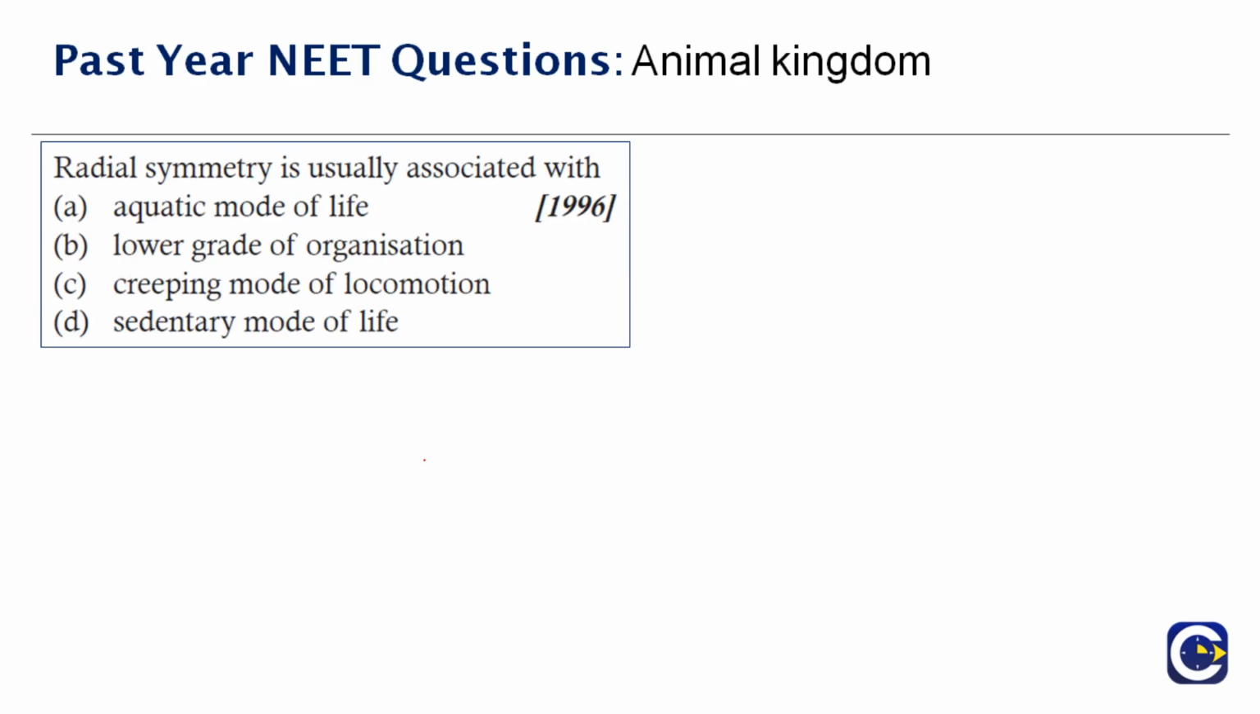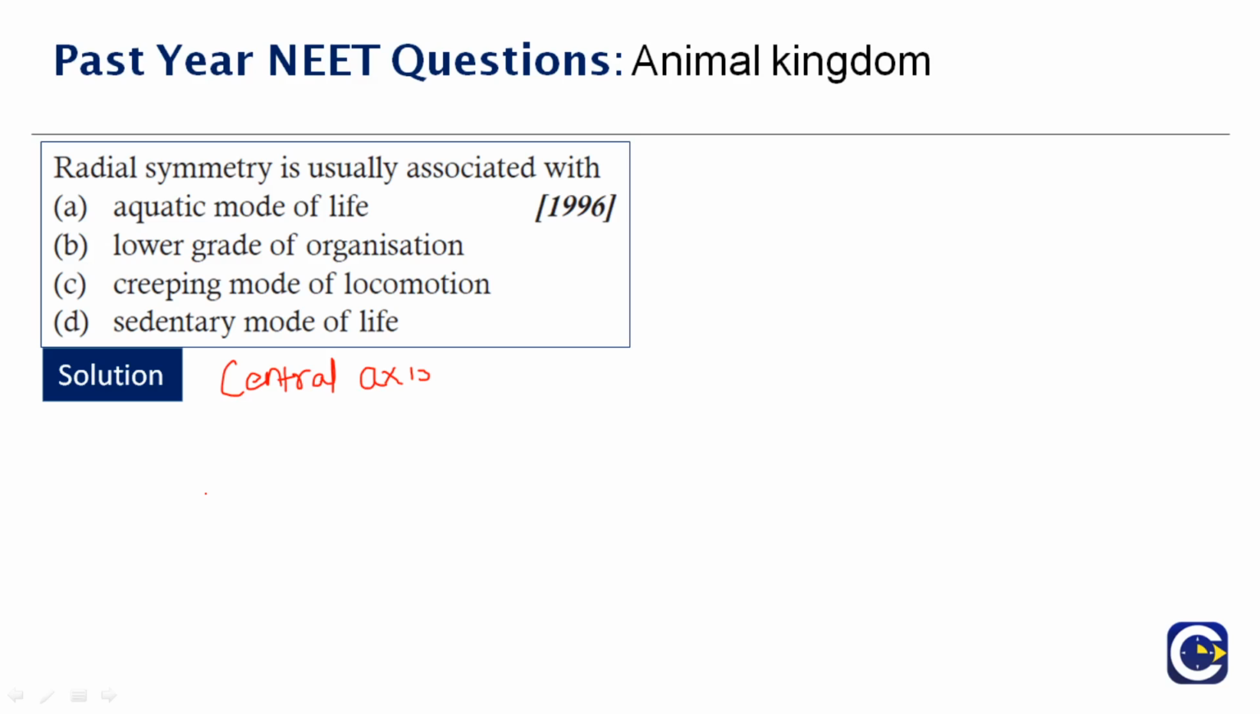Next question here. Radial symmetry is usually associated with dash. First of all, what is radial symmetry? How do you describe it? See, radial symmetry is a symmetry about the central axis. Always remember that when the cut is through the central axis, you call that radial symmetry, and this is highly predominant in starfish. Mostly they will take this as an example.